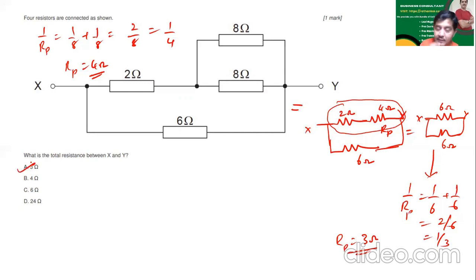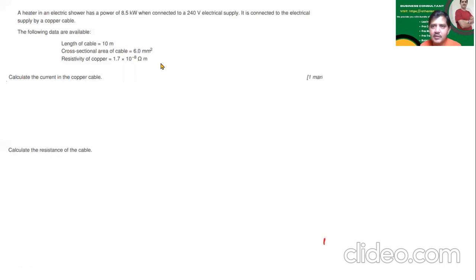Okay. Then always remember, whenever given a complex circuit, you should first simplify the innermost branch. Innermost branch is nothing but your parallel resistance branches. Okay. Then now let us look at a few structured questions also.